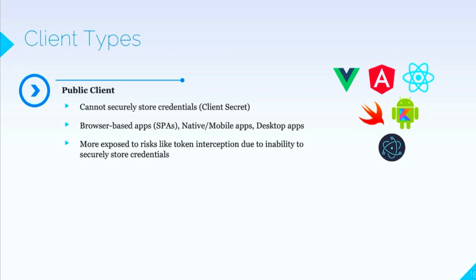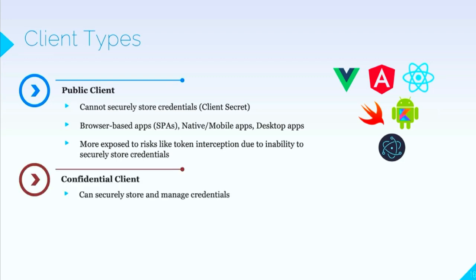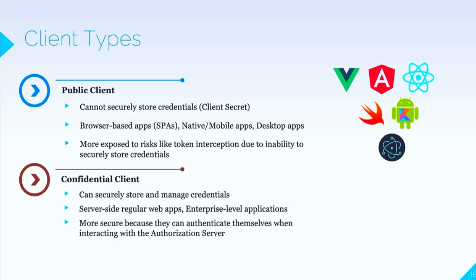The key takeaway here is that because these applications are running on the user's device, they cannot be trusted to securely manage sensitive information like client secrets. Now let's talk about confidential clients. Confidential clients are different because they run on servers that the developer controls, allowing them to securely store and manage credentials. These are typically server-side applications such as traditional web applications or enterprise-level applications.